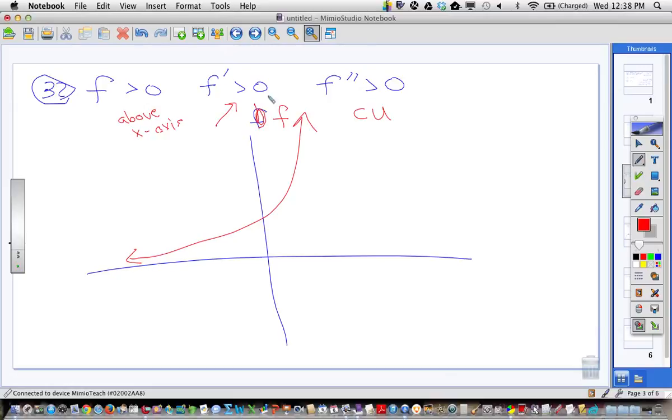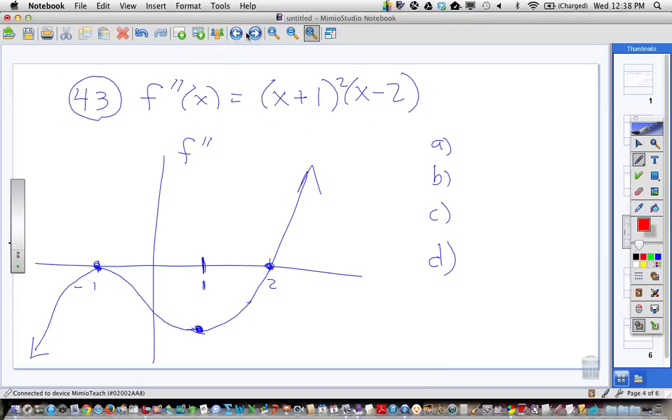Then on 33, they changed it to F prime negative, which means it always has to be going down. So, above the x-axis, concave up, and always going down. It would be something like that. Okay. That was 32 and 33.